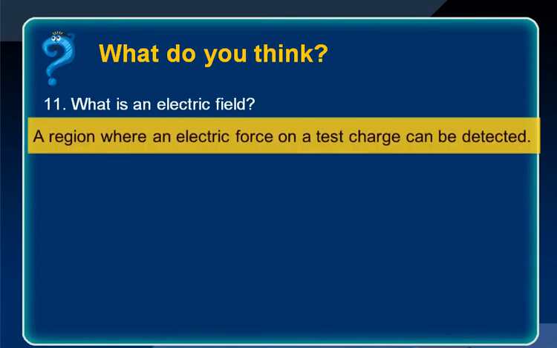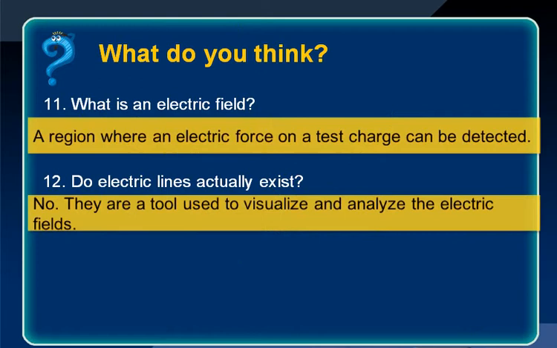Question 11. What is an electric field? An electric field is a region where an electric force on a test charge can be detected. Do electric field lines actually exist? No. Electric field lines actually do not exist. They are just a tool used to visualize and analyze the electric fields.